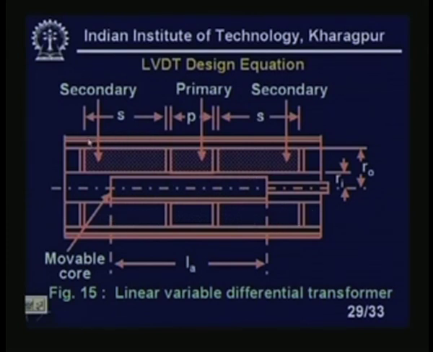Now, you see the length of the secondary we have given as S, and the length of the primary as P, with two identical secondaries of equal length. Ri and Ro are the inner and outer radii of the LVDT assembly, and La is the length of the armature, or length of the core. This is our movable core, please note.